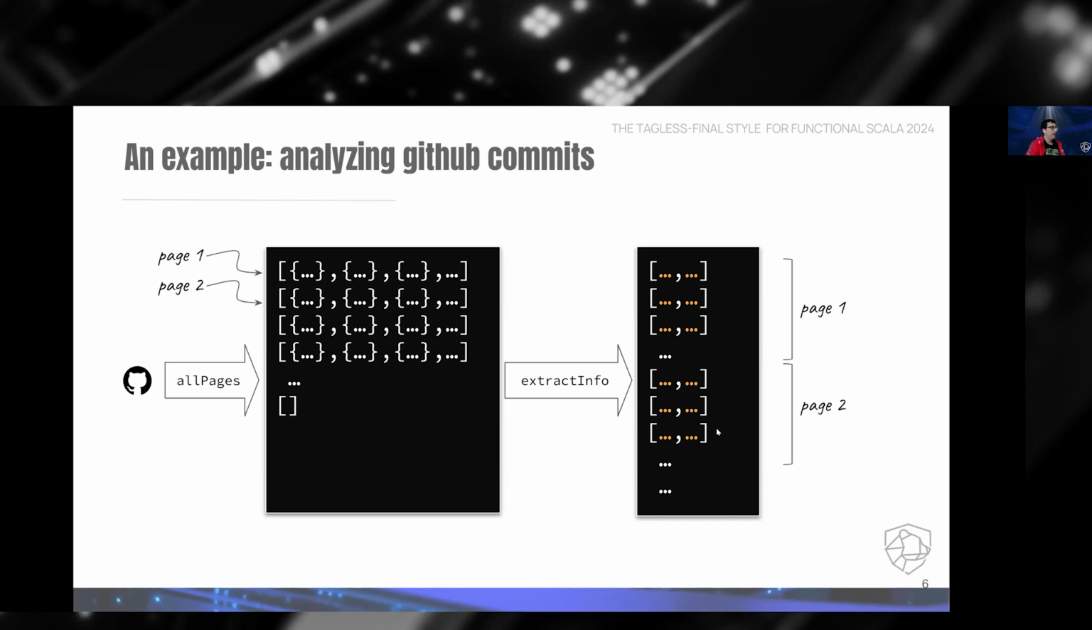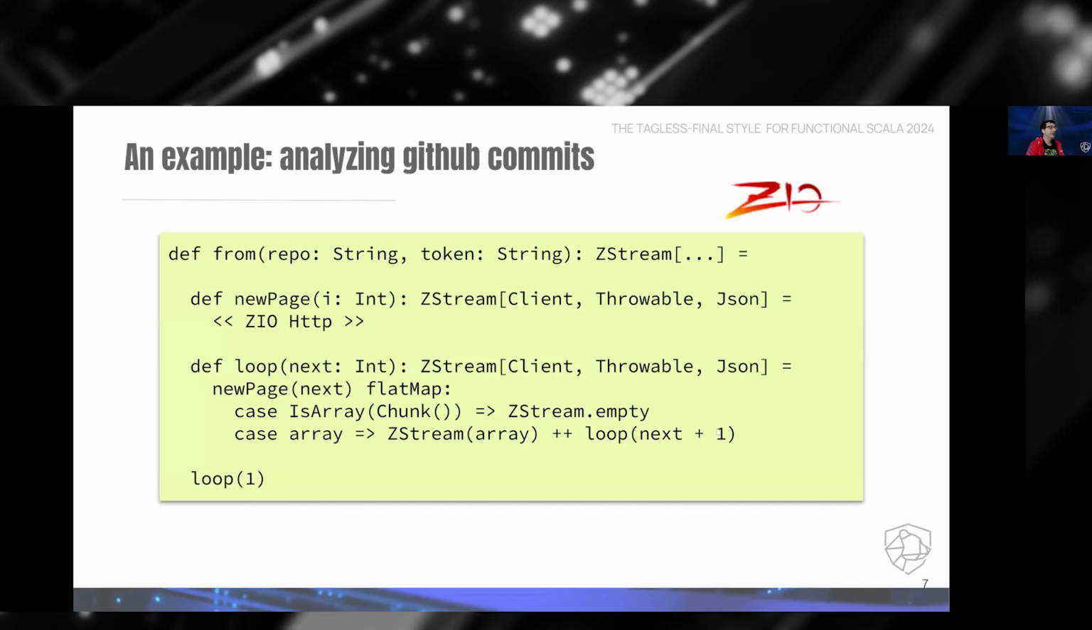Okay, one alternative is to use ZIO streaming. To be honest, this was the first time I was using ZIO, and it was a really nice experience. It was really easy to implement this small application. For the generation of the stream of pages, we just implement with ZIO HTTP a small function in order to get the JSON array, and then we will constantly repeat invocations to this endpoint with increasing page numbers until eventually we obtain an empty array.